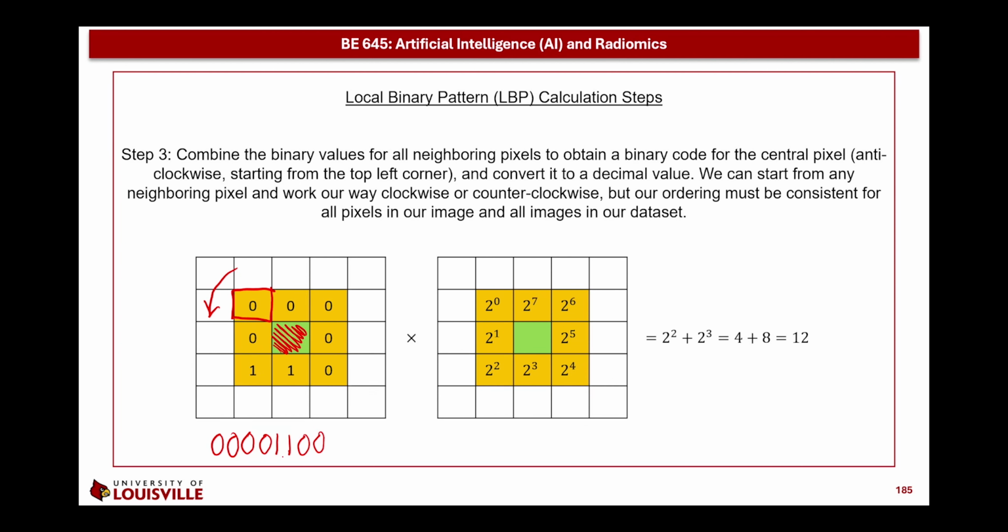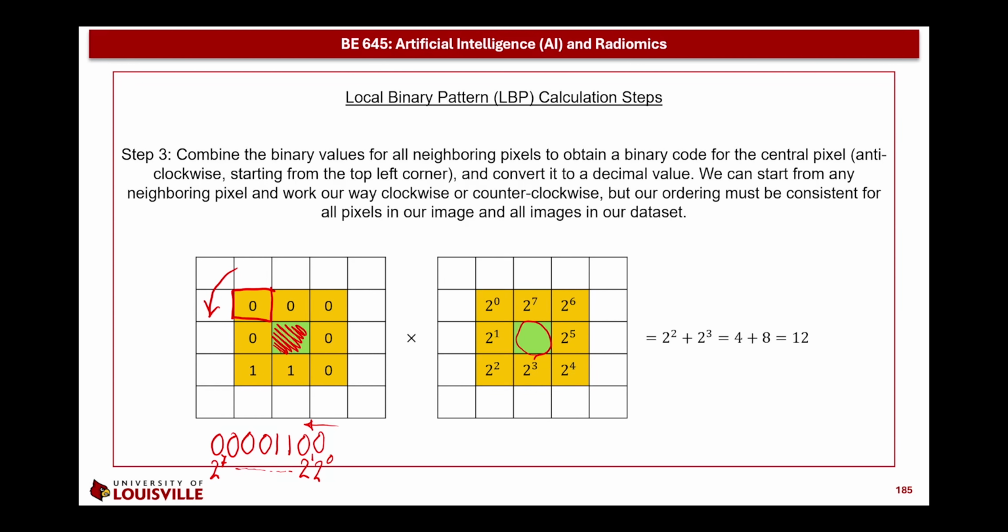Then you need to convert that binary code to a decimal value. That decimal value will replace the actual value of the center pixel. So to convert that value, you start from right to left and multiply each value by 2 raised to the power of the index. So 0 will be multiplied by 2 raised to 0, the other 0 will be 2 raised to 1, and so on until you reach 2 raised to the power of 7.